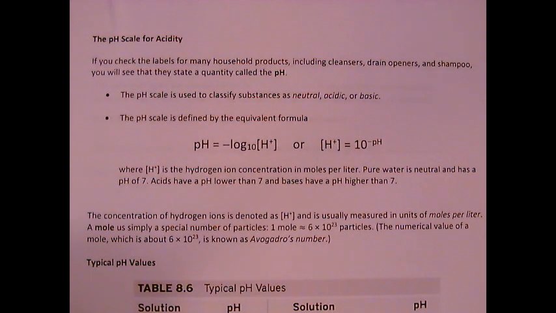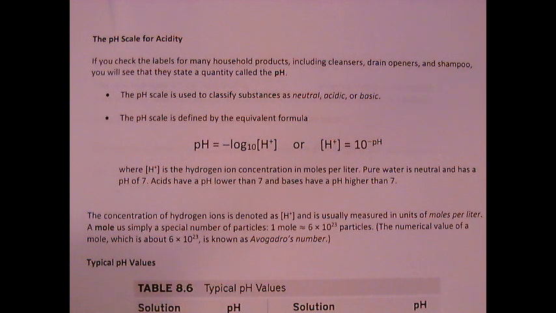You'll learn more about that when you take a physical science class, if you have to, or a chemistry class. Pure water is neutral and has a pH of 7. Acids have a pH lower than 7. Bases have a pH higher than 7.